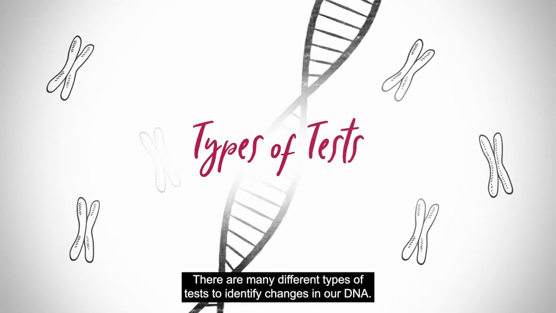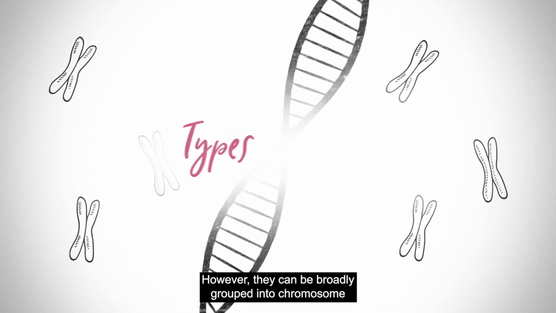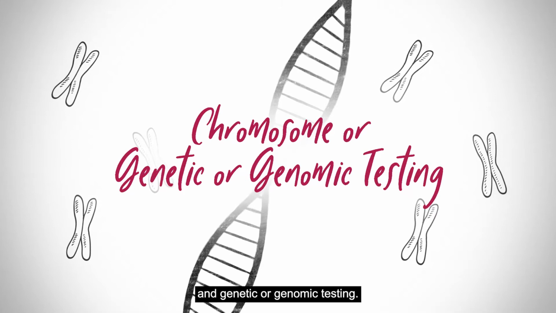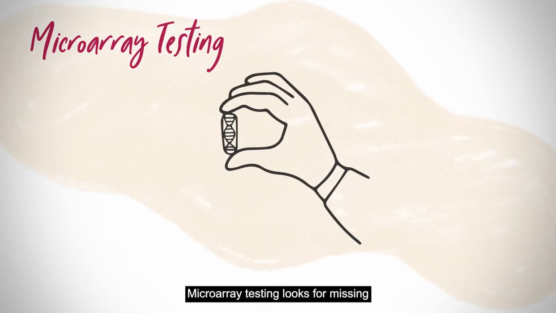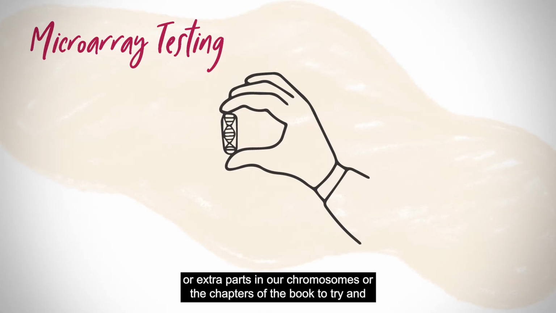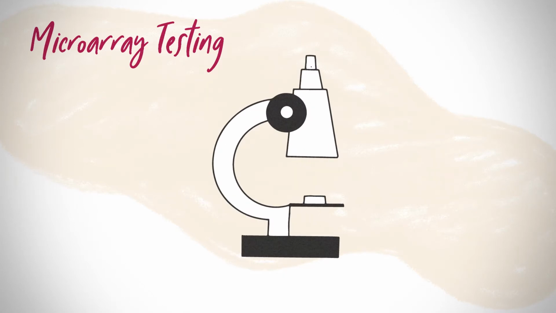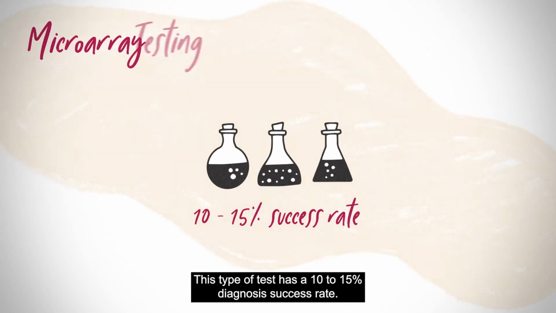There are many different types of tests to identify changes in our DNA. However, they can be broadly grouped into chromosome and genetic or genomic testing. Microarray testing looks for missing or extra parts in our chromosomes, or the chapters of the book, to try and find a reason for a genetic condition. This type of test has a 10 to 15% diagnosis success rate.